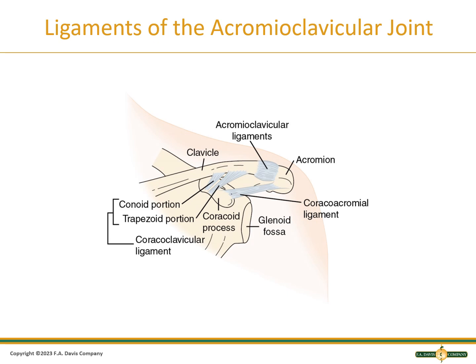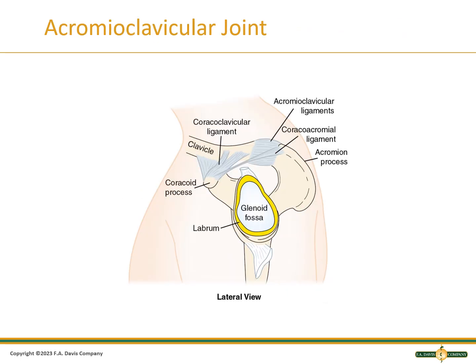Looking at this picture, we can see running from our clavicle to our coracoid process is going to be our coracoclavicular ligament. And we have our acromioclavicular ligaments that connect our acromion and our clavicle. And then our coracoacromial ligament running from our coracoid process to our acromion, seeing it runs over top of the glenoid fossa. If we imagine the humeral head sitting in there, we can see how that one serves as a roof for the humeral head. This is again looking at the same ligaments, but also highlighting the labrum surrounding the glenoid fossa, which helps to deepen that cavity and promote better joint articulation.